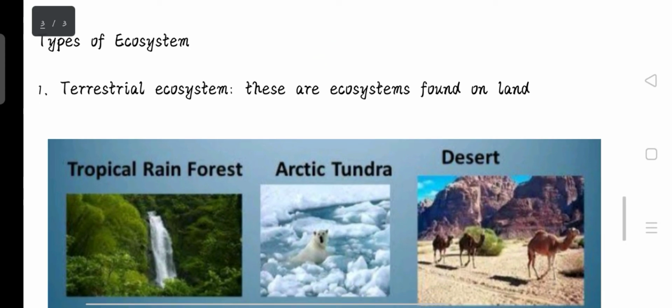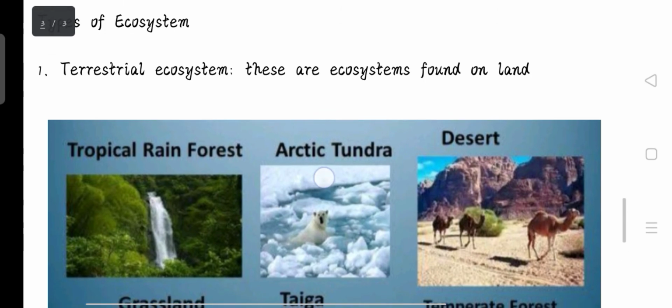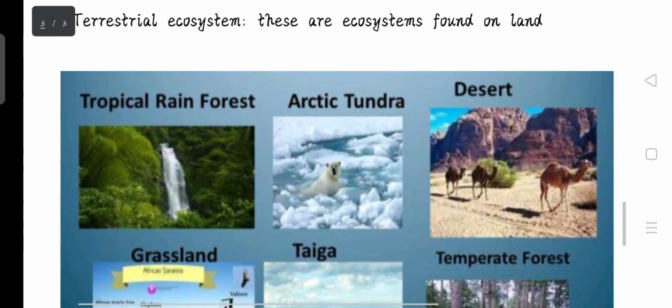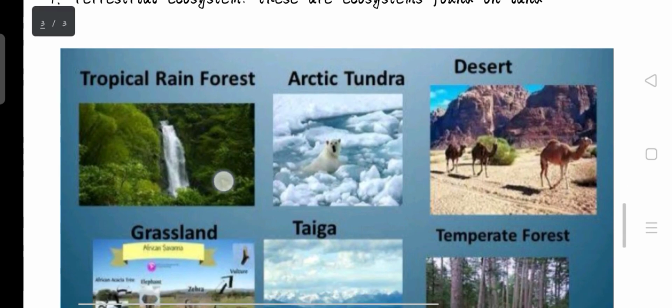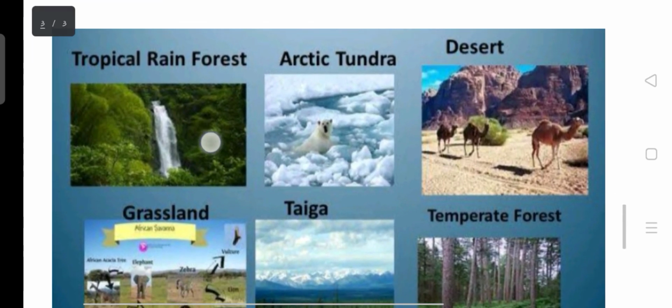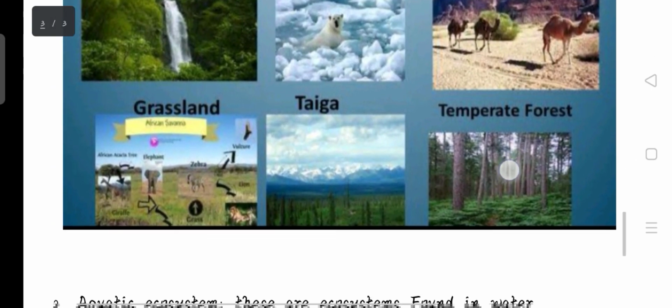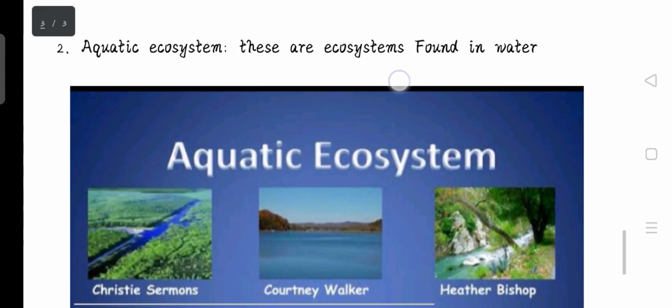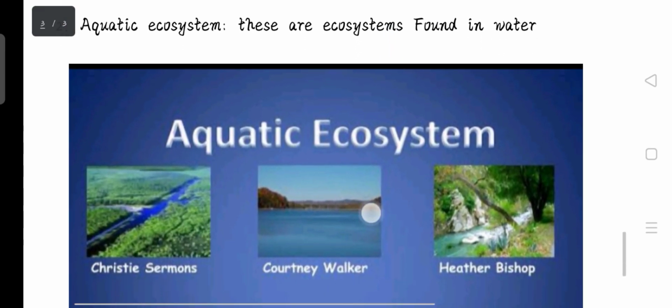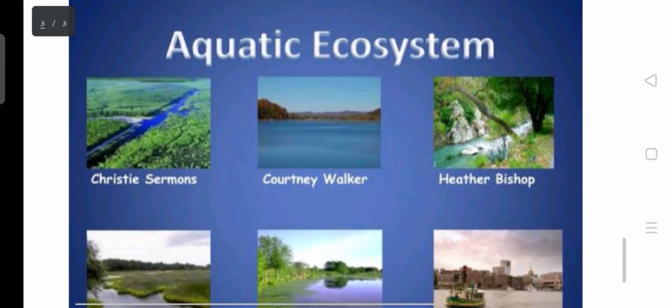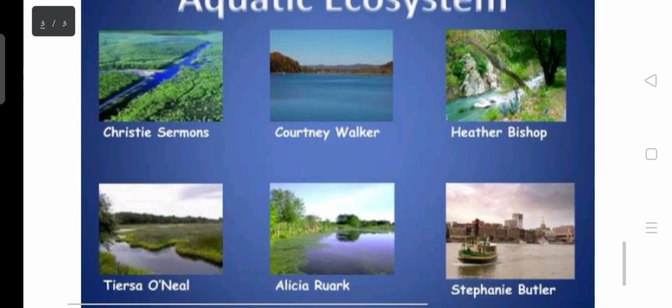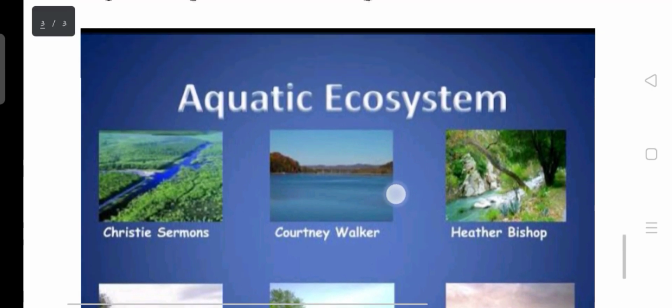So types of ecosystem. There are many types of ecosystem. One, we have the terrestrial ecosystem. These are ecosystems found on land where you can see man and animals. Just like here, you can see them: tropical rainforest, Arctic tundra, desert, grasslands, taiga and temperate forest. Now we have the aquatic ecosystem. These are ecosystems found in water where you have the sea animals like the fish, the crabs, etc. So all these are the different aquatic ecosystems.